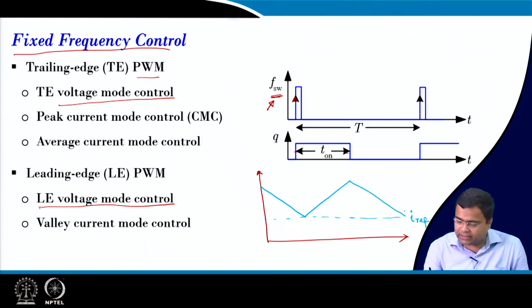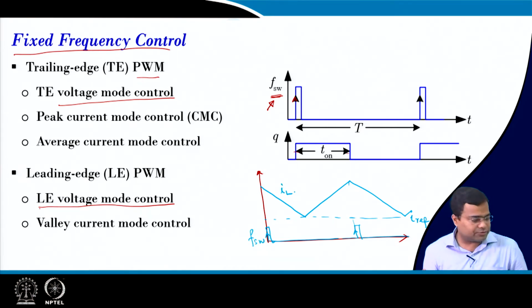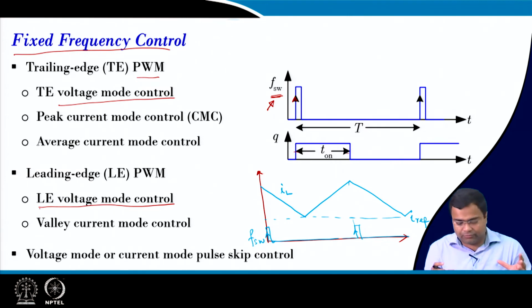So, this is like our reference, and generally this is our switching clock, and the next switching clock means it should turn off here. So, this is our FSW, and this is my inductor current. So, this is valley current mode control, and in voltage mode or current mode you can also have pulse skipping mode control, and I will show you the reference where you will get the detail.